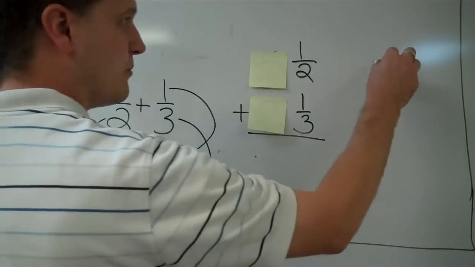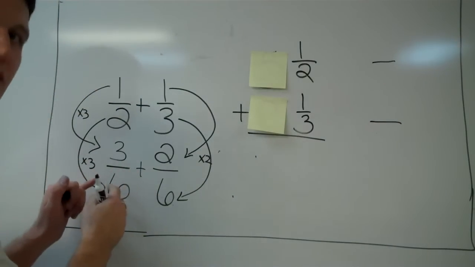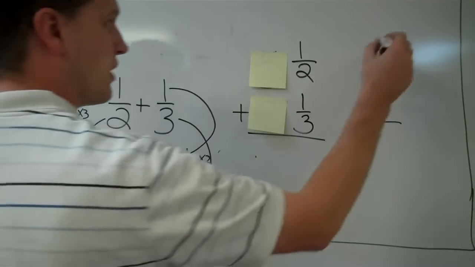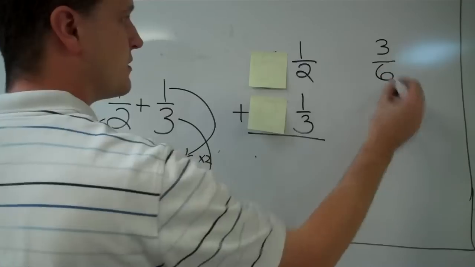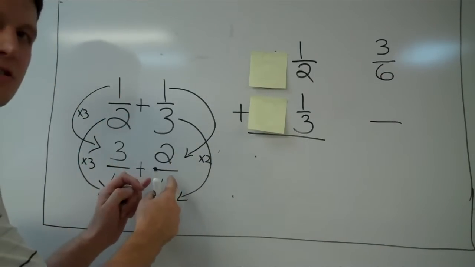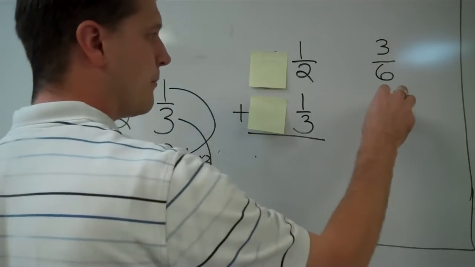Now we're going to put our fraction bars right here like so. Now for 1/2, we converted 1/2 into 3/6. So what we're going to do is we're going to go 3/6. And then our 1/3, we converted 1/3 into 2/6. So we're going to take our 2/6 and put it over here.